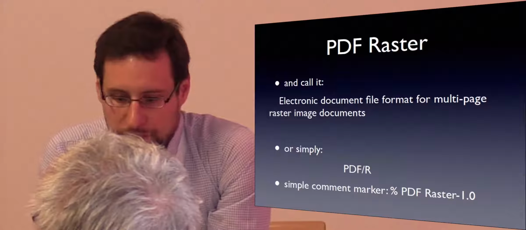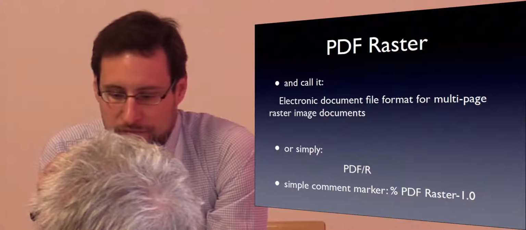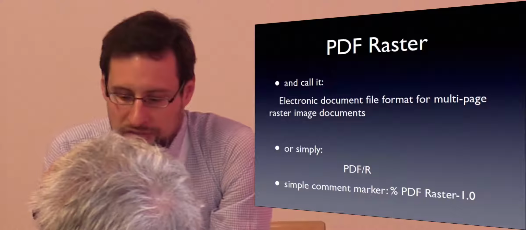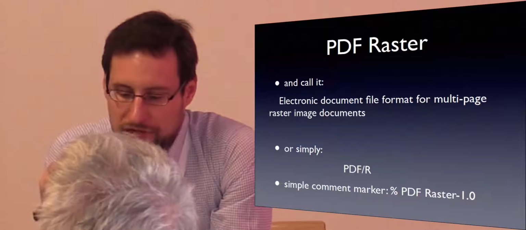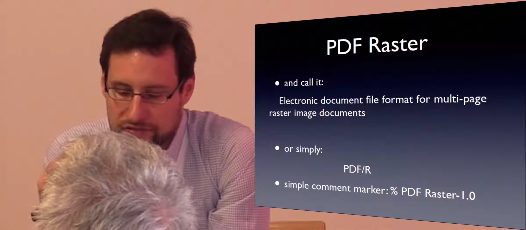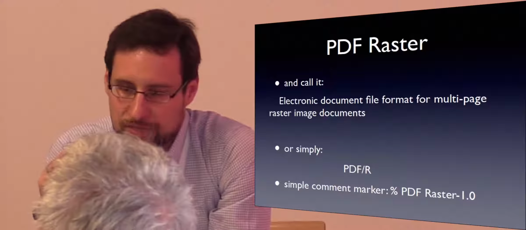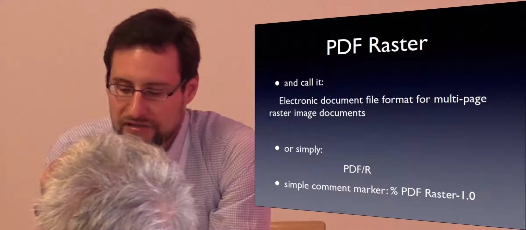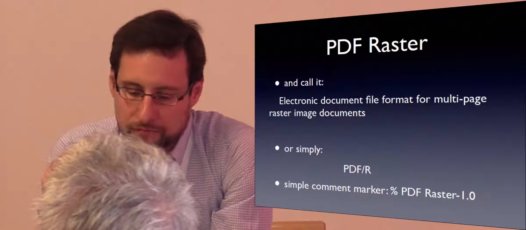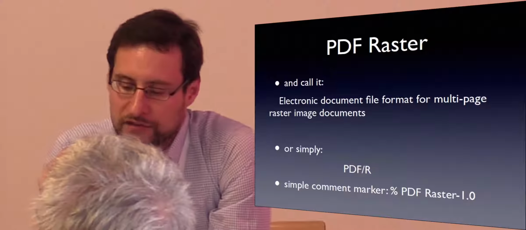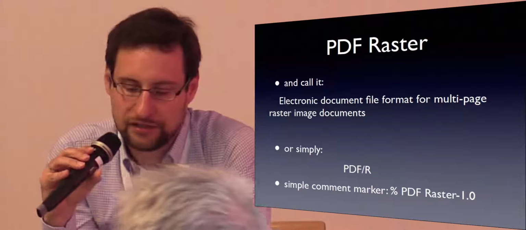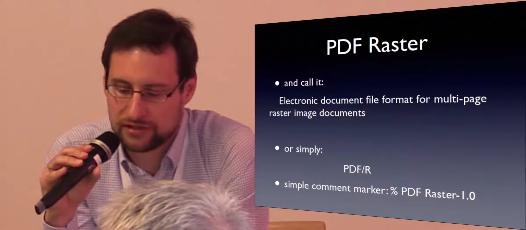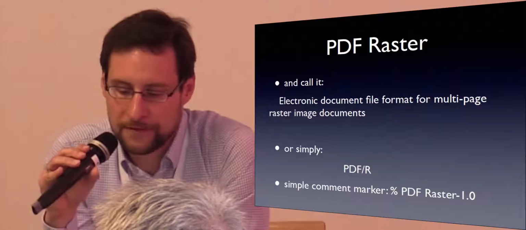The new standard we are working on is the electronic document file format for multi-page raster image documents, or simply PDFR. The only additional element in the file is a PDF raster marker, so that the application can quickly check that it's really the PDF raster subset before it starts processing the file. Of course, if there's multimedia content in the middle of the file, the library will raise an error and indicate to the user: okay, this document is not something I want to process.